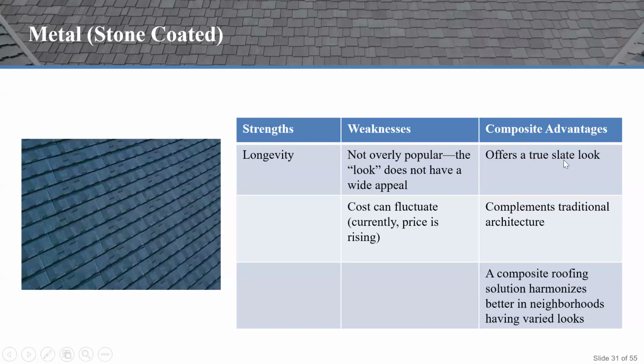The composites are really going to deliver on those aesthetics or looks. Composites are going to complement traditional architecture. A composite roof is really going to harmonize a lot better in a neighborhood that, let's say, for example, has shake roofs and tile roofs. It's going to harmonize a lot better than throwing a metal or a stone coated roof out into that market. It's going to stick out a little bit like a sore thumb, if you will.